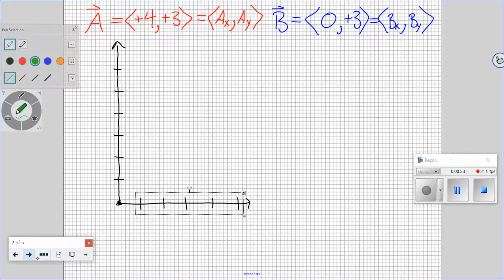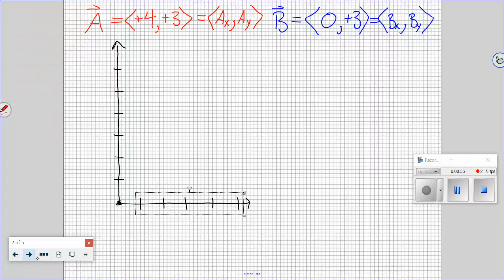So watch. We draw it, and we just count 1, 2, 3, 4. Maybe make a little mark. And then we have to count 3 up. So if we want to draw vector A, we're going to do 4 over and 3 up. And we draw an arrow. And just say, whoop, there it is. There's vector A.